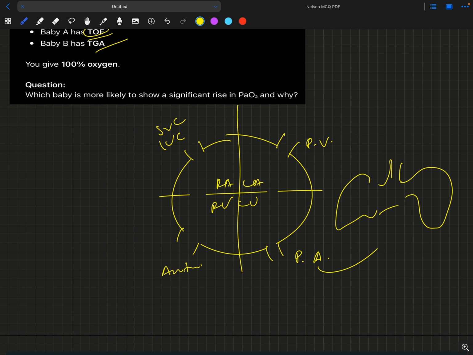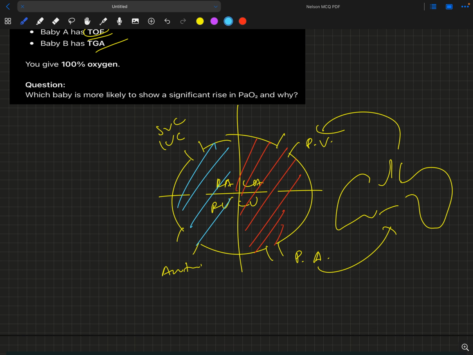From the pulmonary arteries, blood goes to the lung, gets oxygen and comes to the pulmonary vein. In case of TGA, there is an interventricular septum. Oxygenated blood is flowing on this side and deoxygenated blood is flowing on this side: parallel circulation.